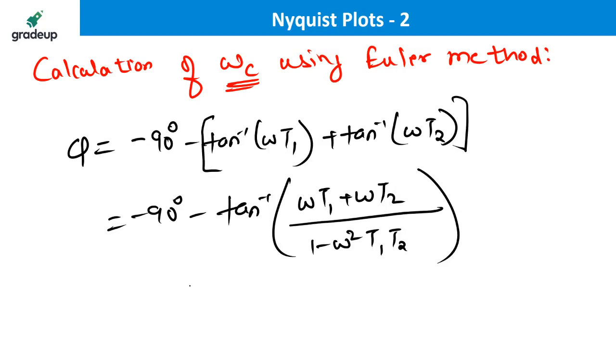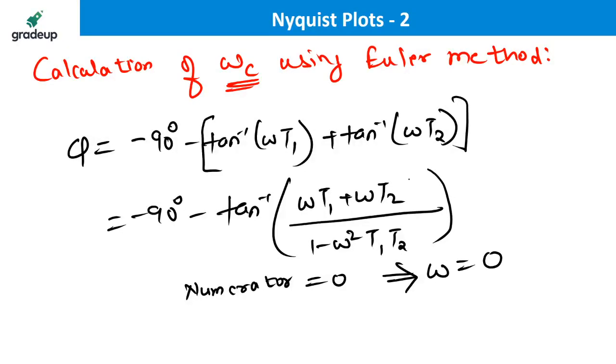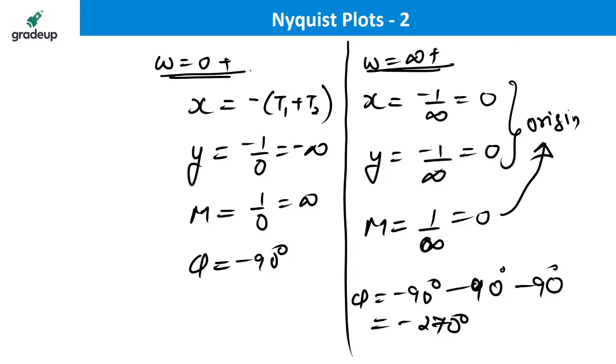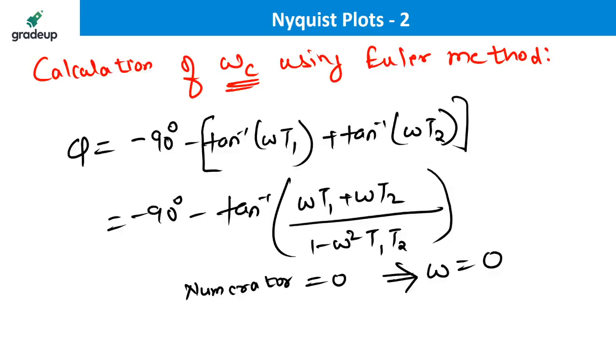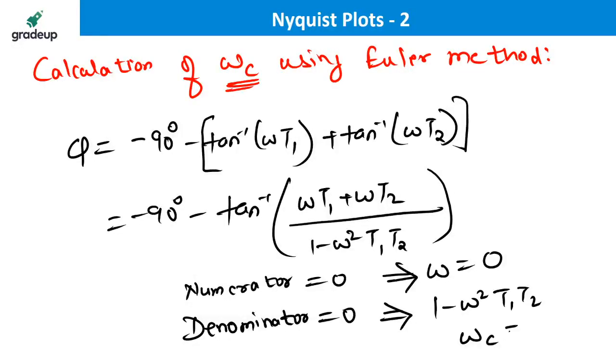And then what I told, equate the numerator to 0. And guys, if you equate the numerator to 0, the only frequency that you get is 0. And that is already considered. So don't consider the 0 in the critical frequency. So now take the denominator. Denominator equal to 0. So equating the denominator to 0, you get omega c as 1 upon root t1 t2.